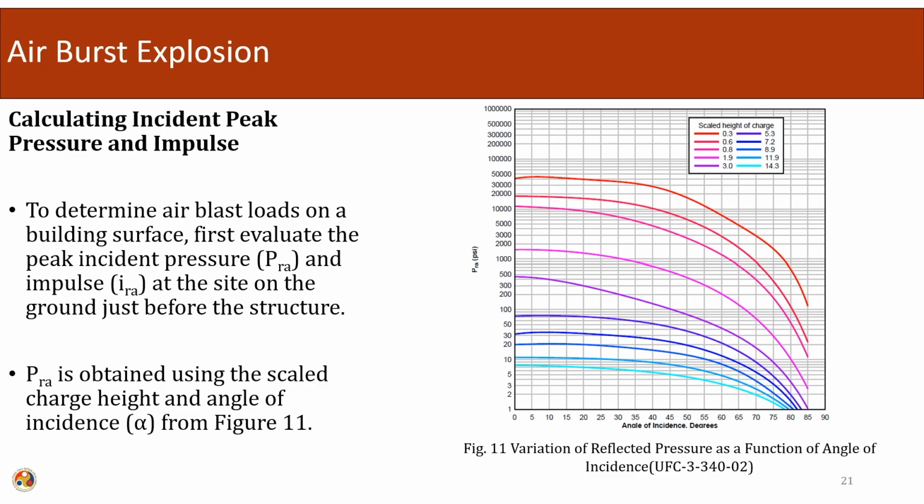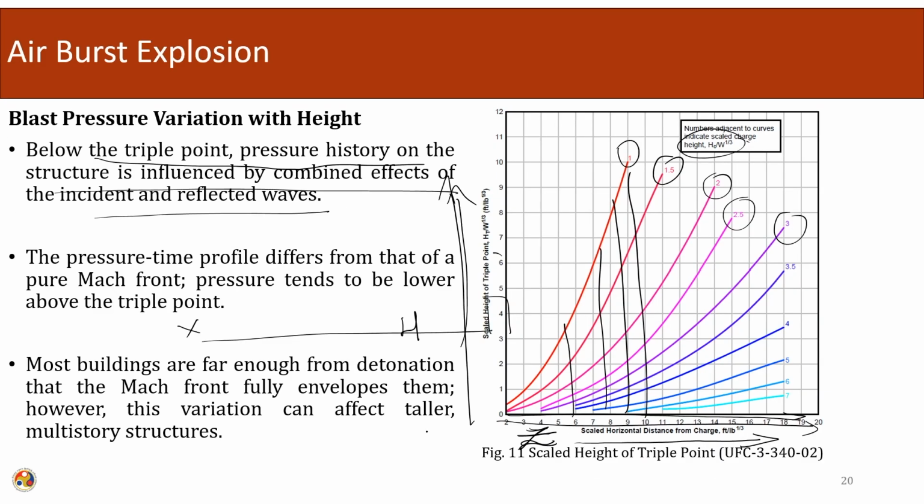So, the calculation of the incident peak pressure and impulses. Depending upon the angle of incident, you can see that as the angle of incident is increasing, the incident pressure and the impulse are decreasing. So, it is but obvious.